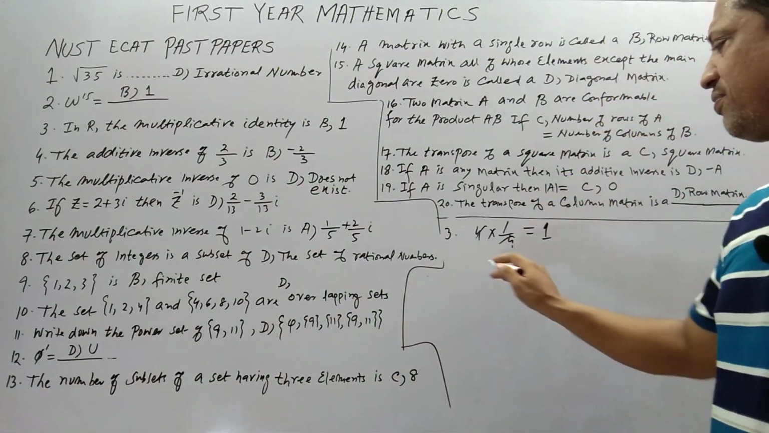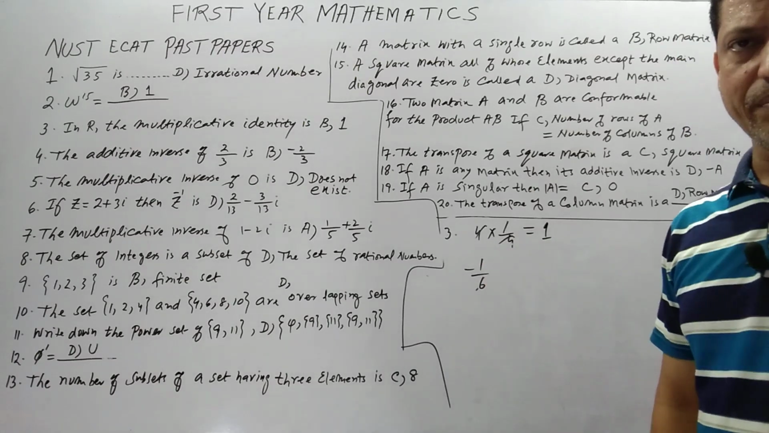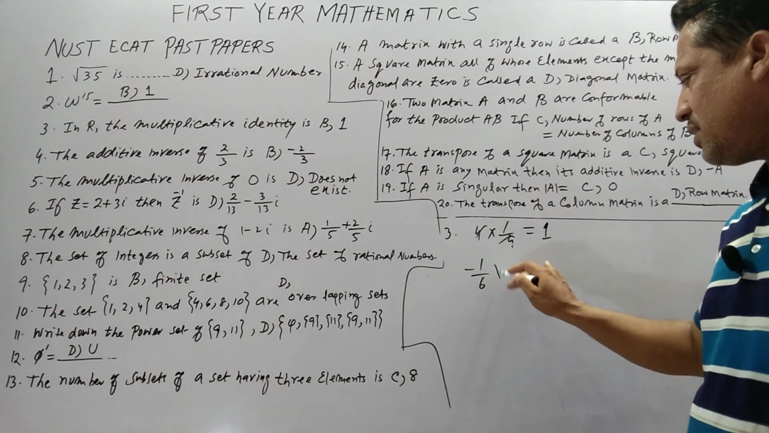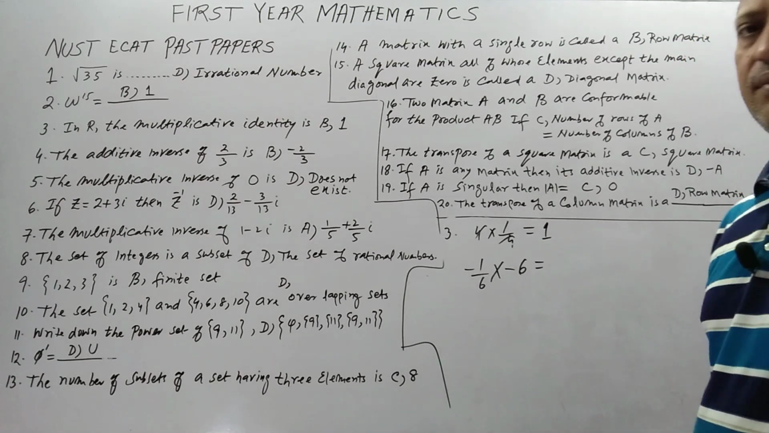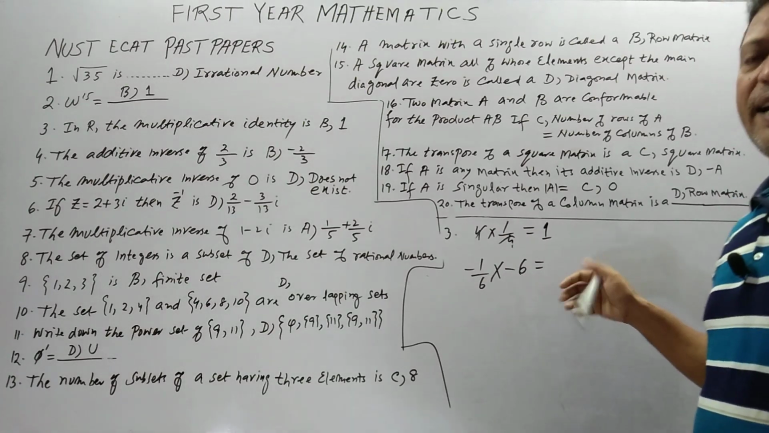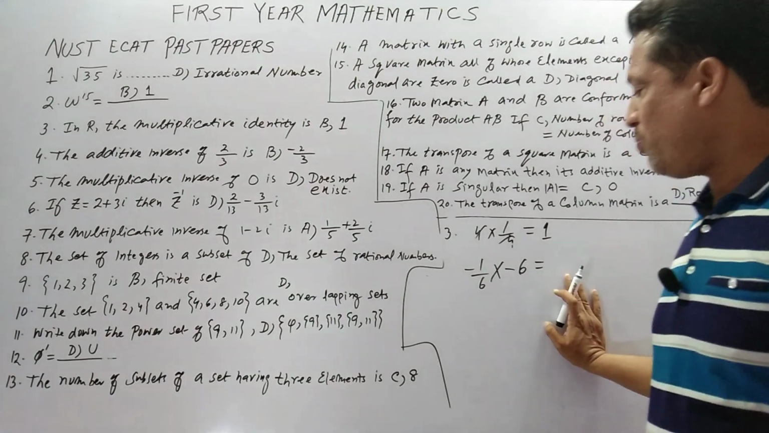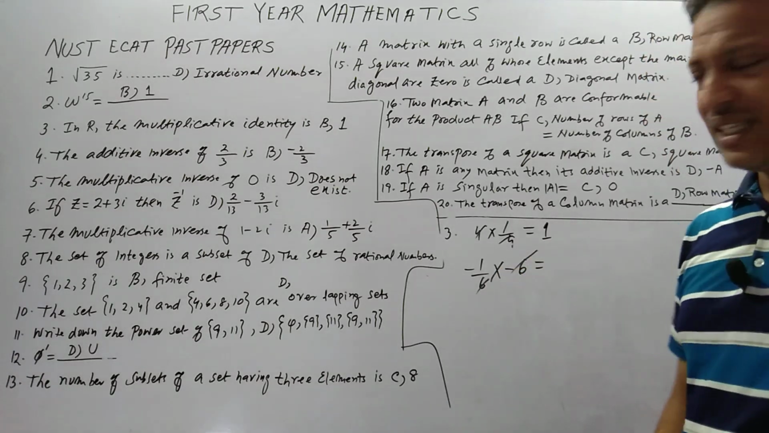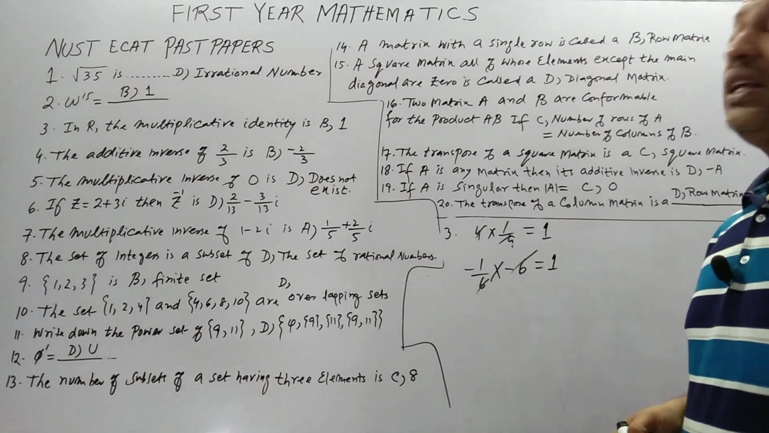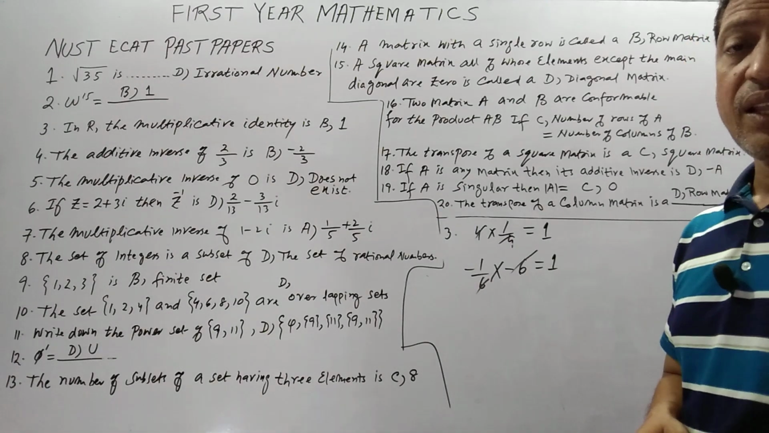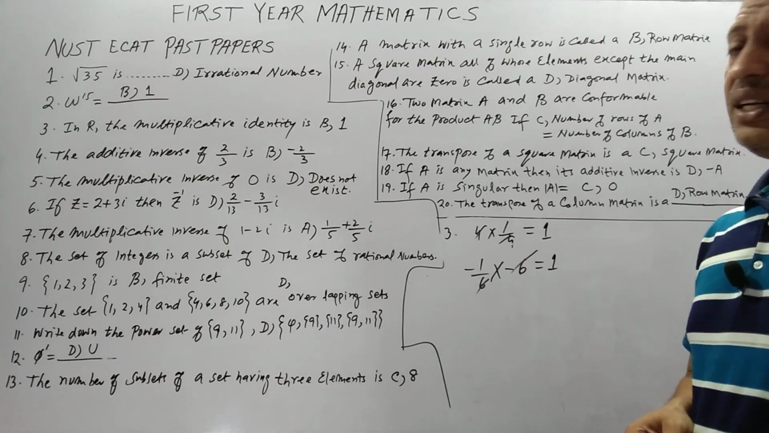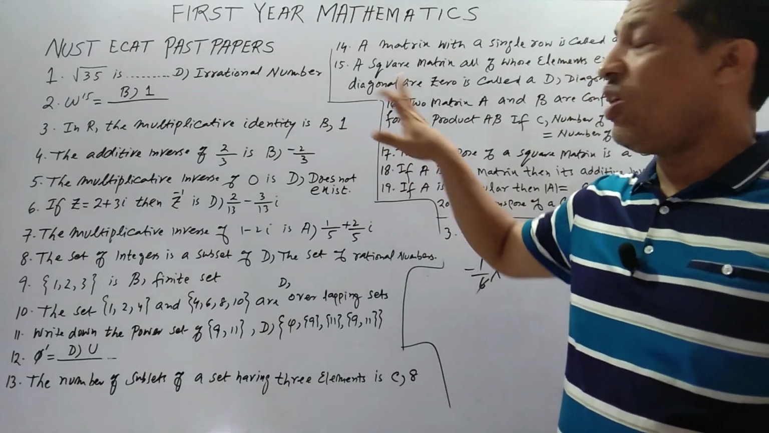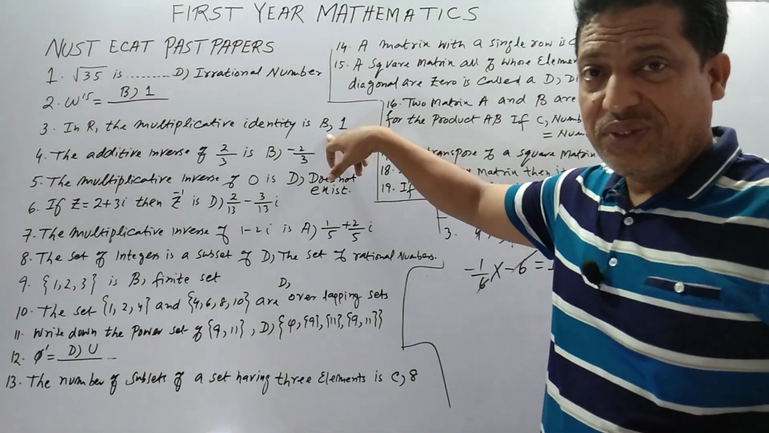For example, we have minus 1 upon 6. Then the multiplicative inverse of minus 1 upon 6 is minus 6. Actually, multiplicative inverse means the reciprocal of the number. So minus 1 upon 6 times minus 6, the 6s cancel, minus minus is plus, the answer is 1. Therefore, you must keep in your mind, in real numbers, the multiplicative identity is always 1. So the correct option is B.